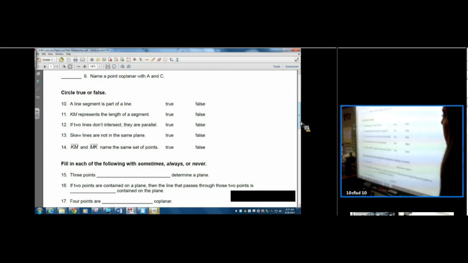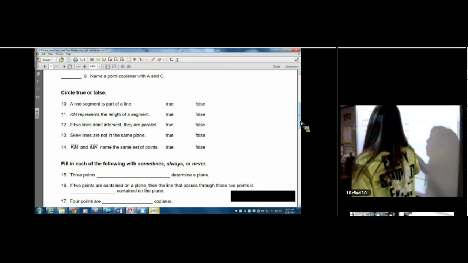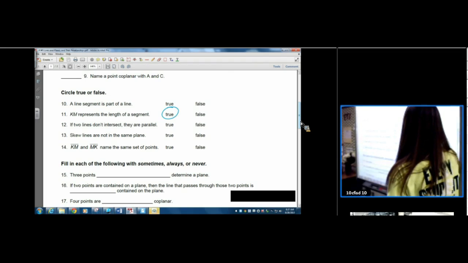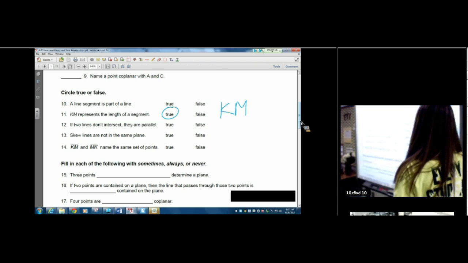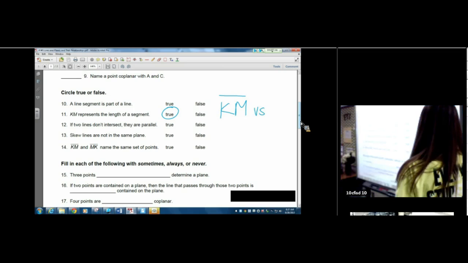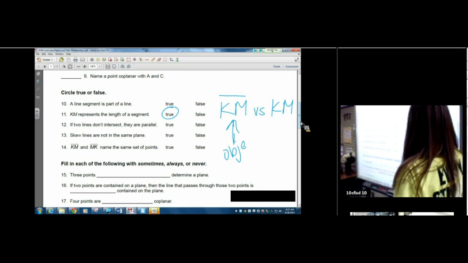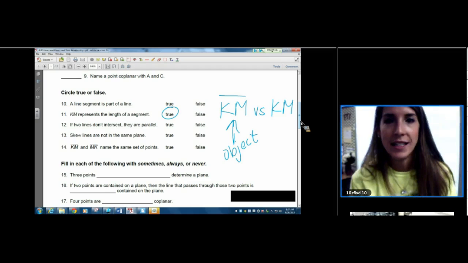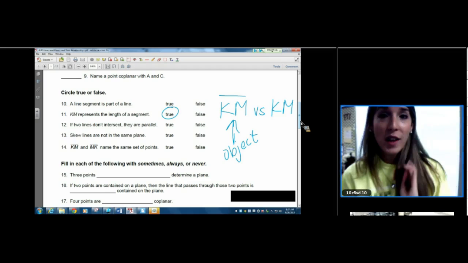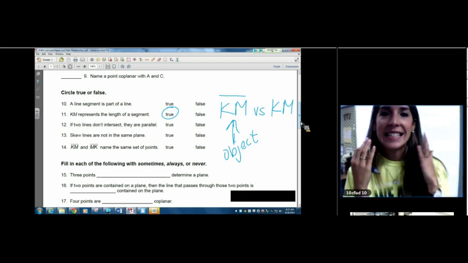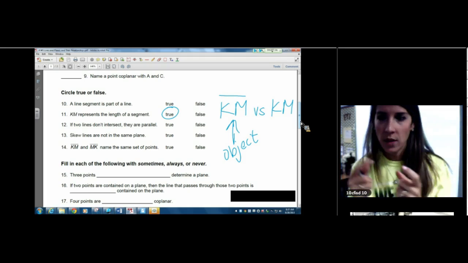All right, number 11. KM represents the length of a segment. True. Remember we talked about this versus this. This right here is an object. That is a segment. It's not a number. It's not the length of the segment. It's an object. It's a segment.